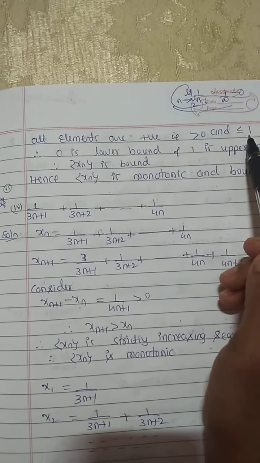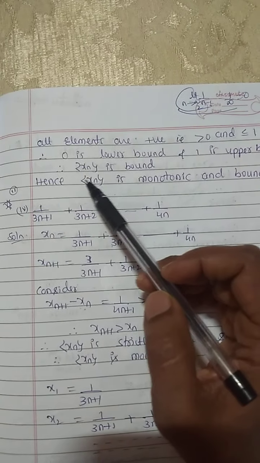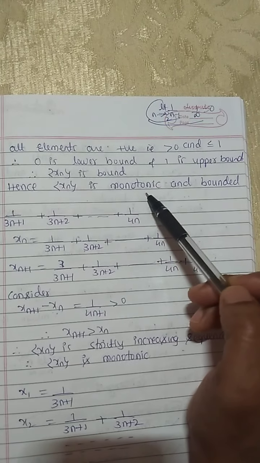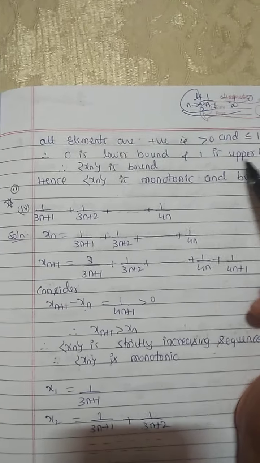Therefore, 0 is the lower bound and 1 is the upper bound. Therefore, sequence xn is bounded. Hence, sequence xn is monotonic and bounded.